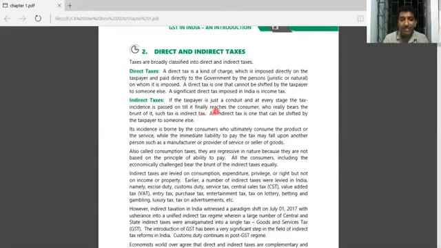So at each stage the taxation is passed on till it finally reaches the consumer who really bears the brunt of it. So the total tax burden is borne by the end consumer. So this is called an indirect tax. An indirect tax is one that can be shifted by the taxpayer to someone else. So here wholesaler, retailer, final end customer. So tax incidence is shifted to one person on each stage.